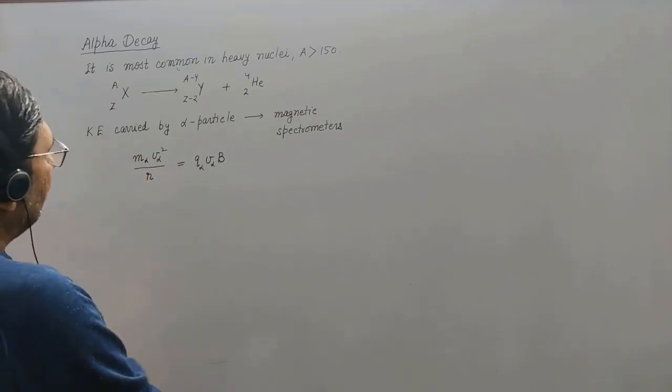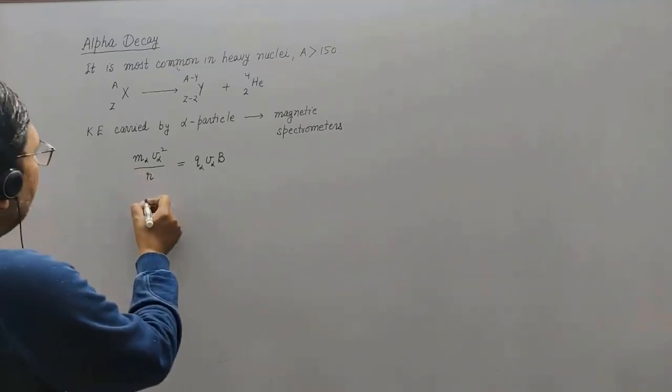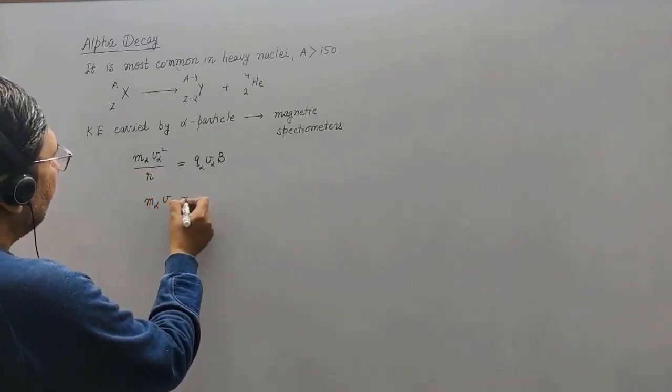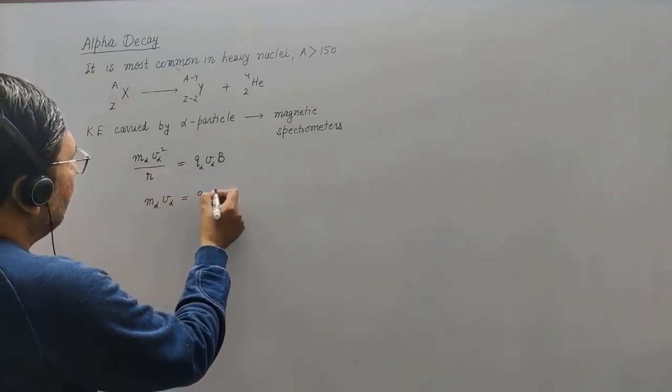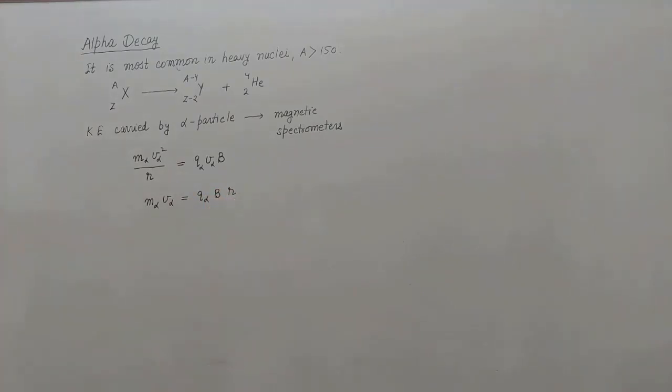This will be r. For a particle traveling on a curved path, it needs a centripetal force. And where does this centripetal force come from? This centripetal force is provided by the magnetic force, Q alpha V alpha into B. Now, from here, what can we find out? We can find out that m alpha V alpha is equal to Q alpha B R, where R is the radius of curvature.